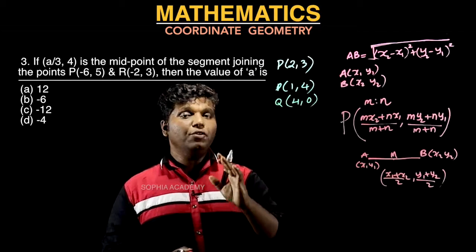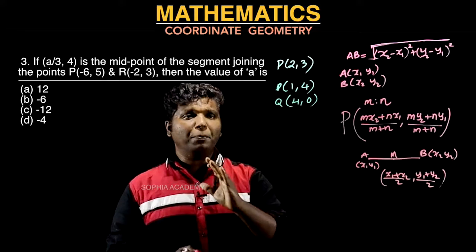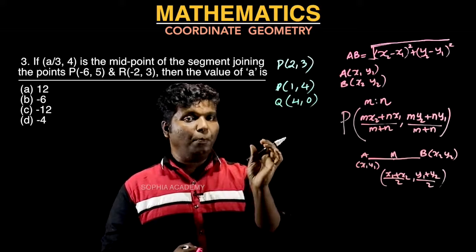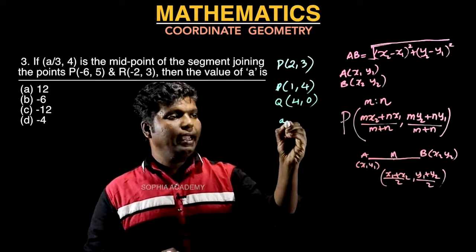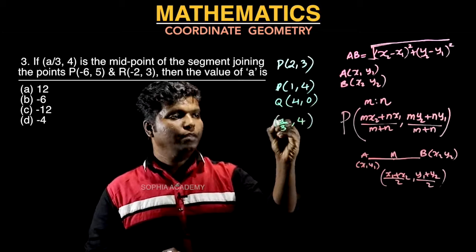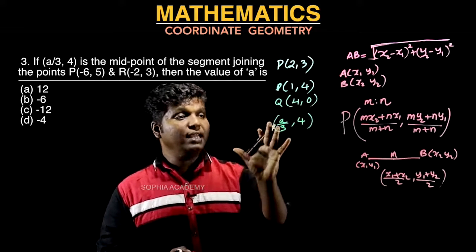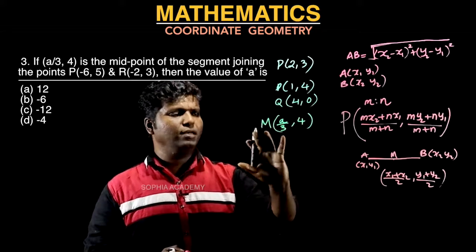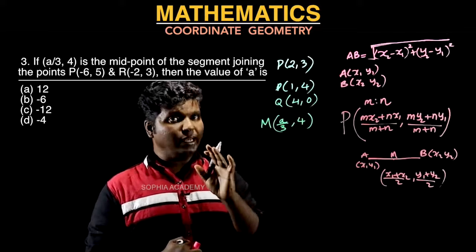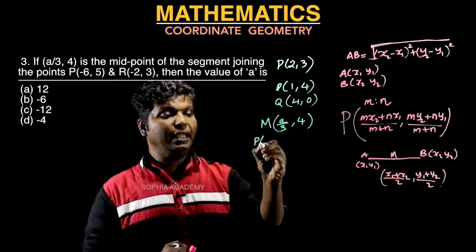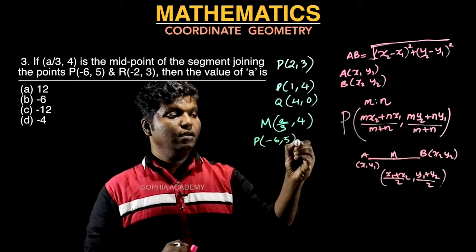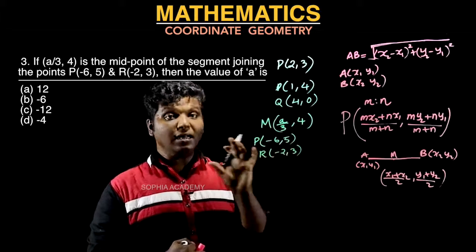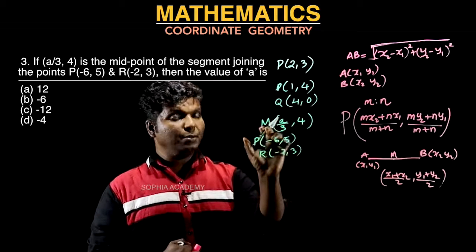Here's the question before you. If (a/3, 4) is the midpoint of the segment joining the points. So there is a particular point given. Let me note the point first: (a/3, 4). This is the point given, right? And this point is referred to as the midpoint. So this is the midpoint of the line segment joining the points. Which are the points? The points are also given here: P(-6, 5) and R(-2, 3). So PR is the line segment and the midpoint of the line segment is this one.